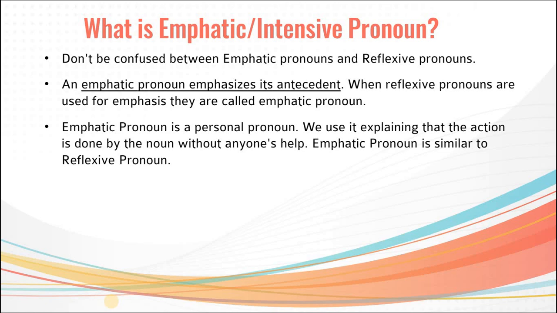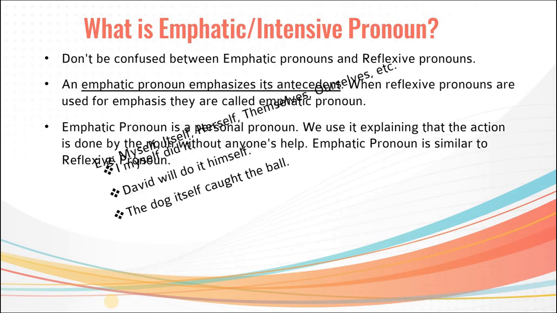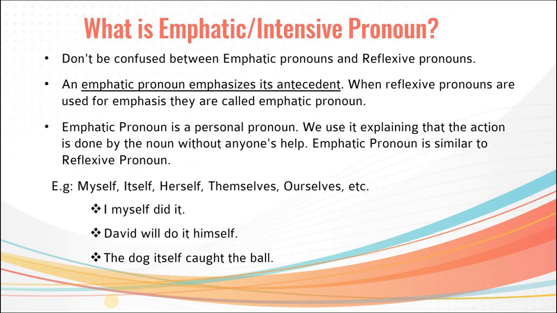For example, emphatic pronoun is similar to reflexive pronoun. You can see here: myself, itself, herself, themselves, ourselves, etc. I myself did it. Now, you can see the difference between this one and reflexive pronoun. We say, I cut myself. There is a person who was cutting something and mistakenly he cut his finger. We say, oh, I hurt myself. So I hurt myself. In this, I and myself are linked.